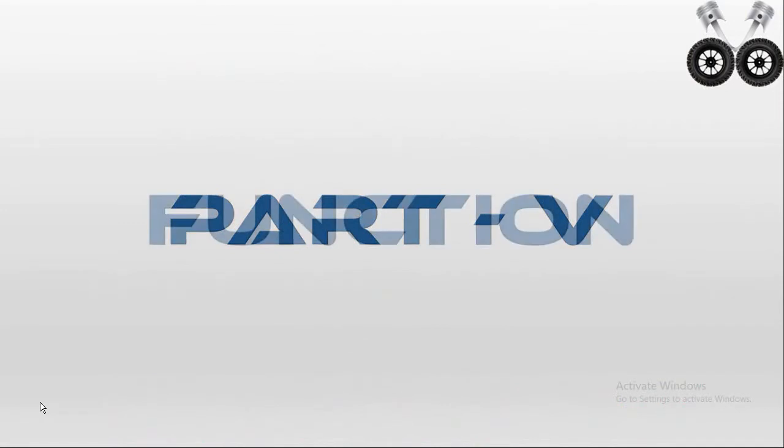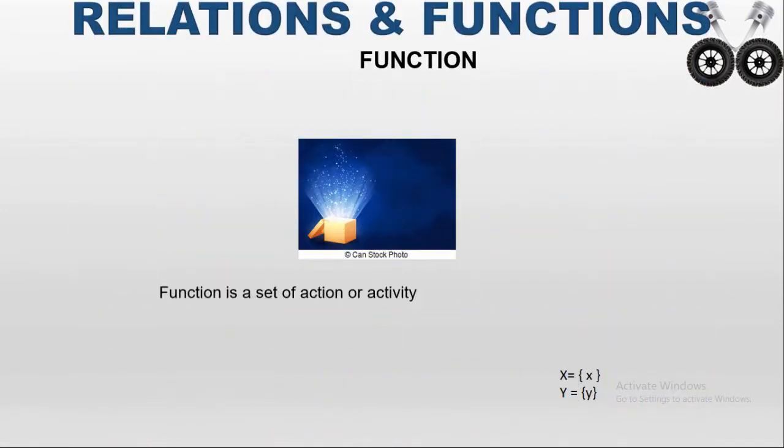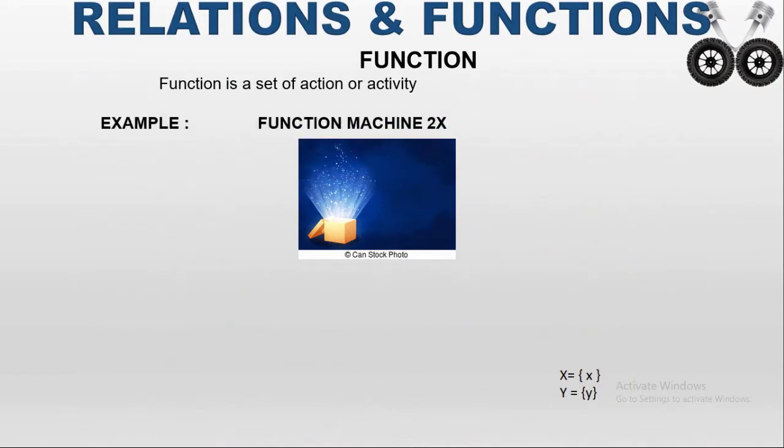Part 5: Functions. First, we will see what a function is. A function is a set of actions or activity which are performed. For example, take a magic box. Whatever I put inside the magic box, it will double and give as output. If I put 2 as input into the magic box, it will perform the action, that is, double the item, and give the output 4. If I put 3 into the magic box, it will give the output 6. And if I put 4 into the magic box, it will give output 8.